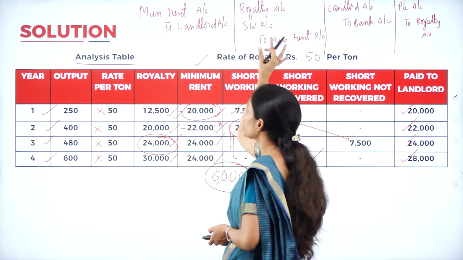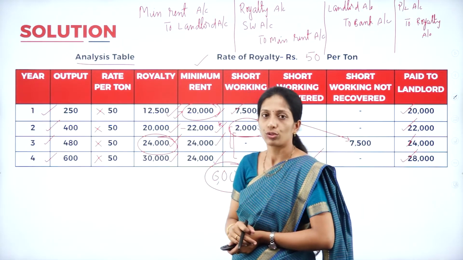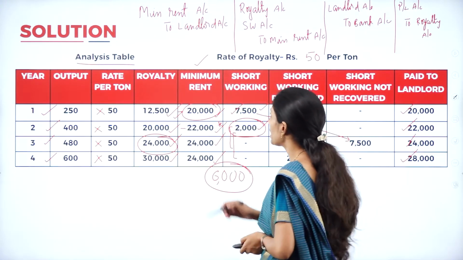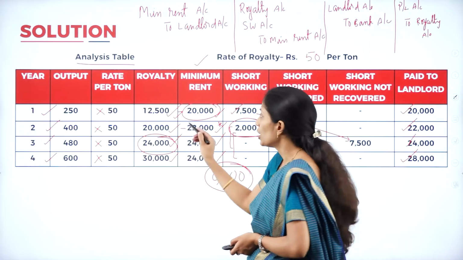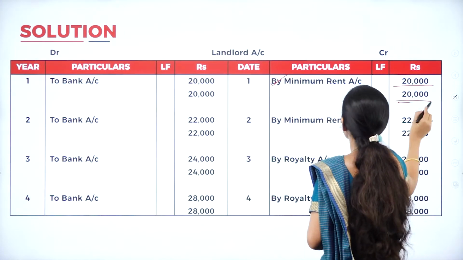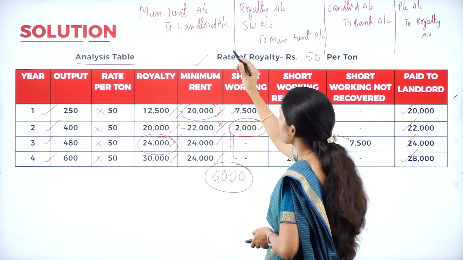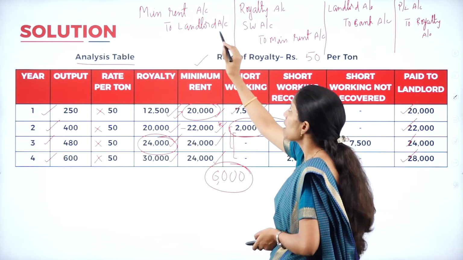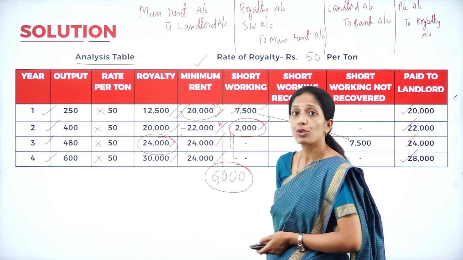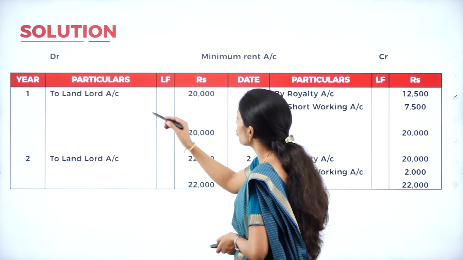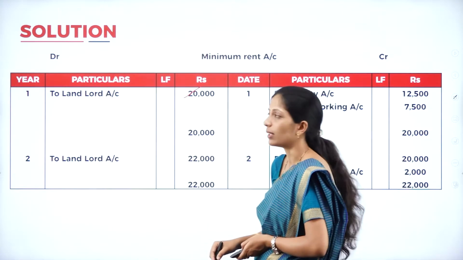Now hope you are clear with the journal entry. Now we shall directly go through the ledger accounts. So in your landlord, how do you write? By minimum rent. So what is the minimum rent? 20,000. So by minimum rent 20,000. Next, in minimum rent account, how do you write? To landlord 20,000. So in minimum rent you will write to landlord 20,000.